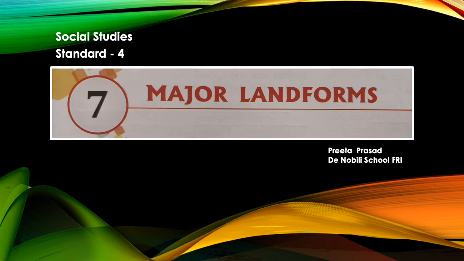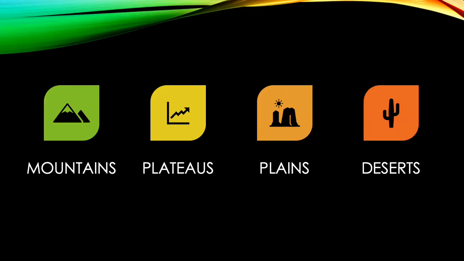Today we are going to start a new lesson, and the name of the lesson is Major Landforms. When you look around, you must have realized that the surface of the earth is not even or regular everywhere. It has several landforms. Somewhere it is high and we have mountains, somewhere it is very flat and we have plateaus, then we have rivers, we have fertile plains, and we have some very sandy areas which are called deserts.